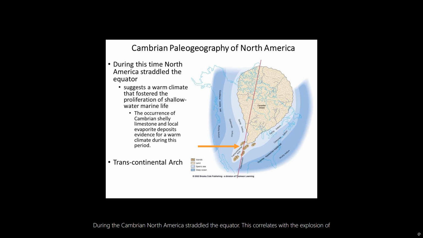During the Cambrian, North America straddled the equator. This correlates with the explosion of shelly life forms and the deposition of evaporites that we would expect to find in a tropical environment. The craton was not submerged, but the rest of the continent was, with the exception of the transcontinental arch. On the map, you can see where we have sandy deposits, carbonate deposits, and muddy deposits. These are referred to as facies.